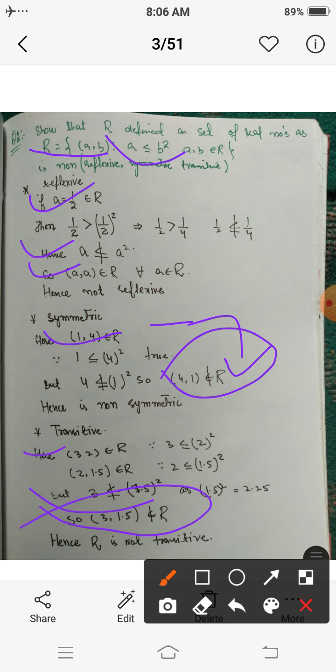Hence this R is also not transitive, because we have elements of the form (a, b) and (b, c), but they do not imply in general that (a, c) belongs to R. One element is (3, 2), the second one is (2, 1.5). You can prove or disprove this through a number of elements.